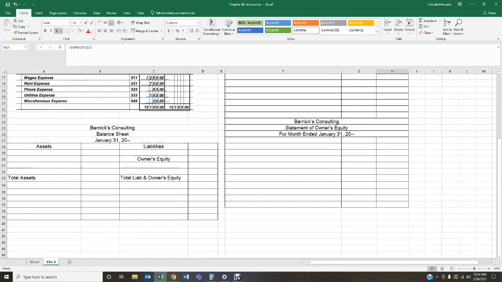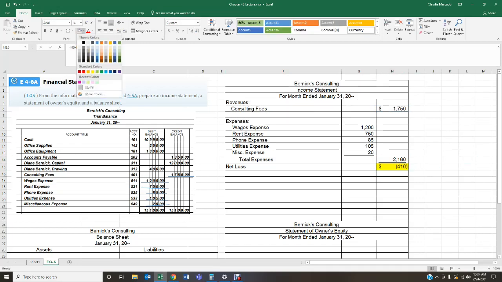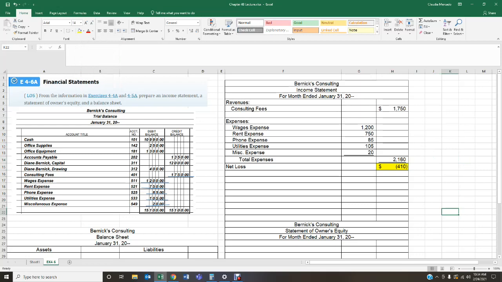Well, our net loss is going to be the 1750 minus the 2160. I have a loss of $410. Okay? That is my loss. So we didn't do very well. Okay, we have a loss of $410. Okay? So in this particular scenario, we lost money. Okay, our business did not operate profitably. We didn't do so well. We lost $410. So this is my income statement.